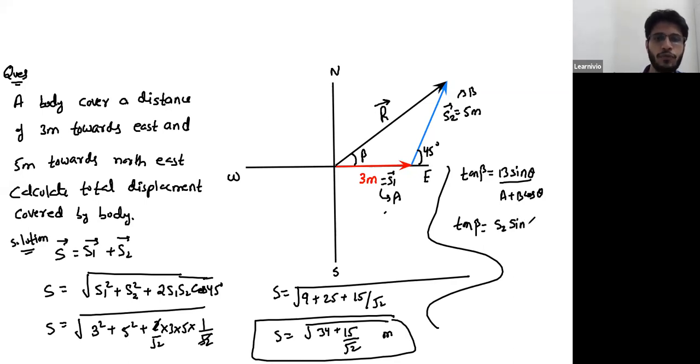It's S2 sine 45 degree over S1 plus S2 cos 45. I don't have much space now. Just substitute the values of S1 and S2 and get tan beta.